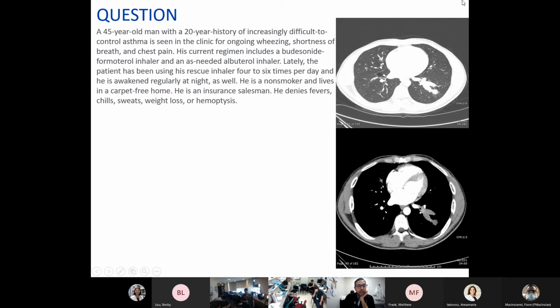He's a non-smoker, lives in a carpet-free home. He's an insurance salesman. He denies fevers, chills, sweats, weight loss, or hemoptysis. And here's the CAT scan. And I hope by now, after all the images I've showed you, that you can clearly identify the abnormality here. And you see these tubular branching opacities and these dilated airways. It's very, very thick and hyperdense. You can see this hyper uptake on mediastinal windows because of the dense mucus plugging.